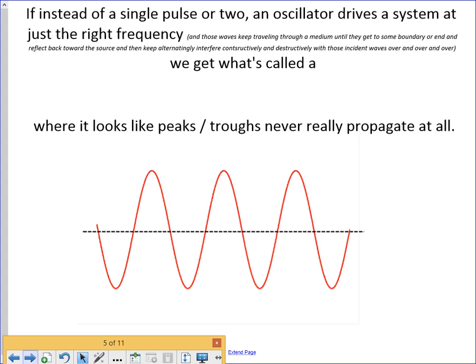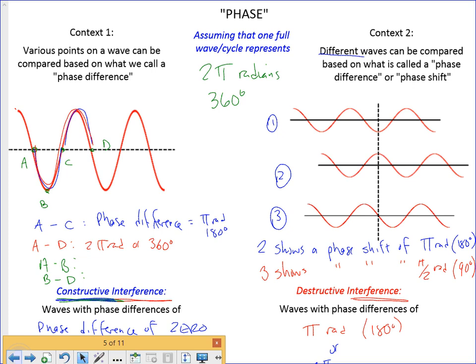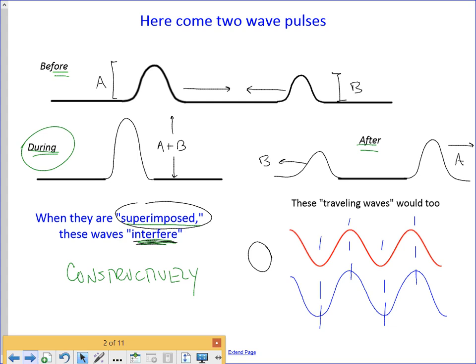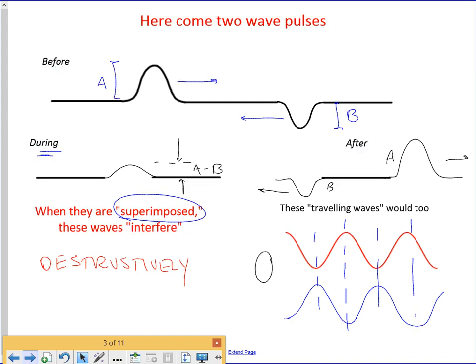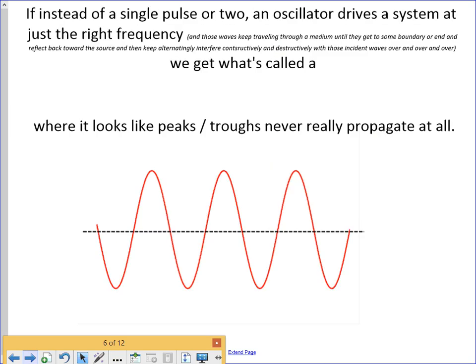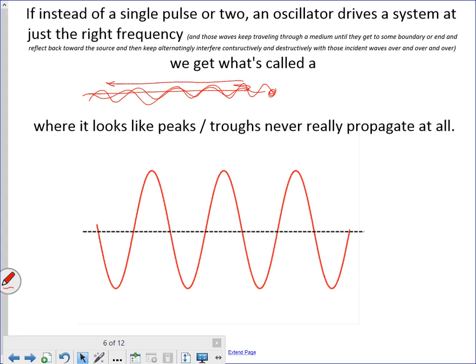Next time we start to talk about this idea where instead of just single pulses that go down in some medium and reflect backwards, and instead of just two pulses that maybe interfere with each other either constructively or destructively, what if waves just keep on traveling in one direction, but then hit an end and bounce back and travel this way, and the ones that travel this way and the ones that travel that way interfere with each other, and that keeps happening over and over, and you make things happen just right? Well, some neat stuff can happen. So that's what we'll talk about next time.